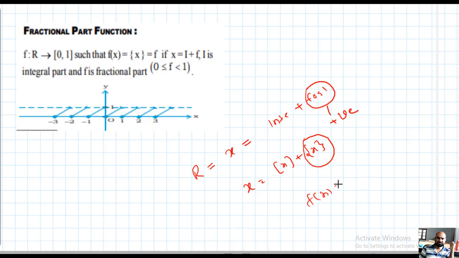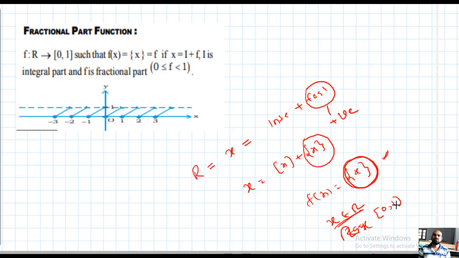So I can say that f of x is called the fractional part of x. You can read it as the fractional part of x. What is the value of this? That is important. What is the domain of this function, and what is the range of this function? x is any real number, but the range is closed 0 to open 1. Only fractional output. Sometimes you will get 0, other than that the value is from 0 to 1 only. f of x equals the fractional part of x, x belongs to R, this is the domain. The range is closed 0 to open 1.